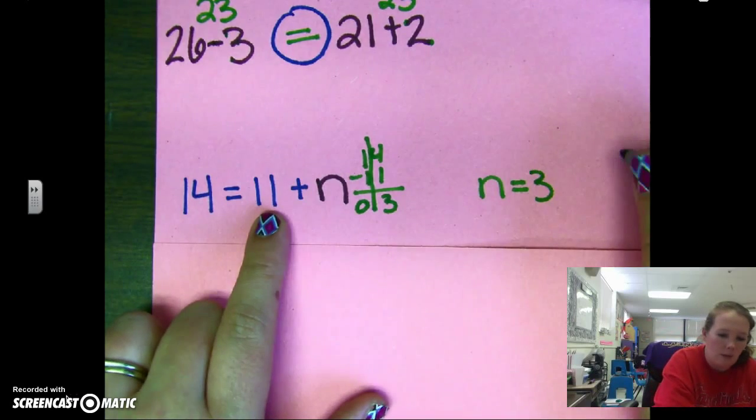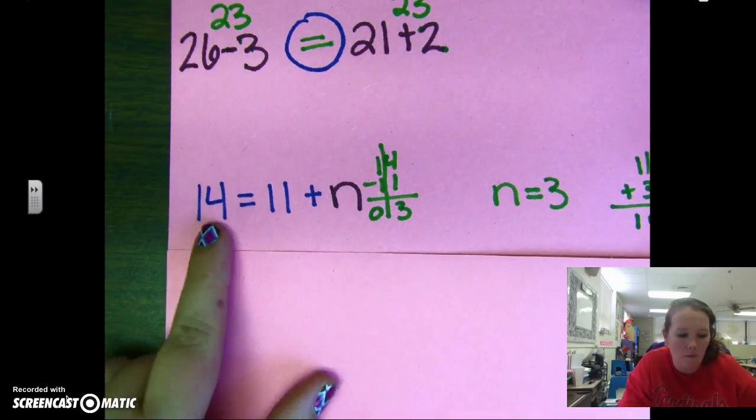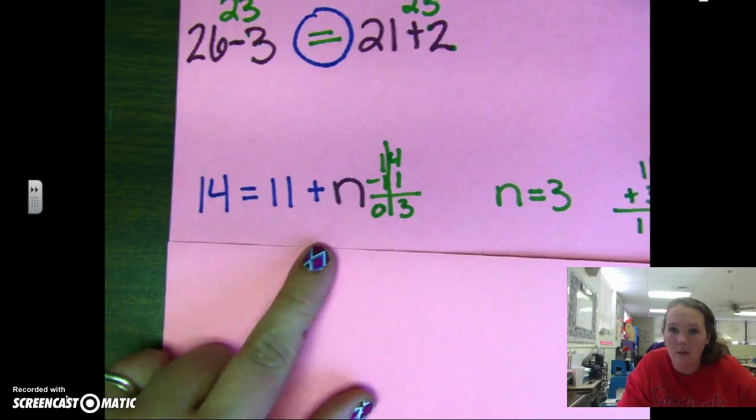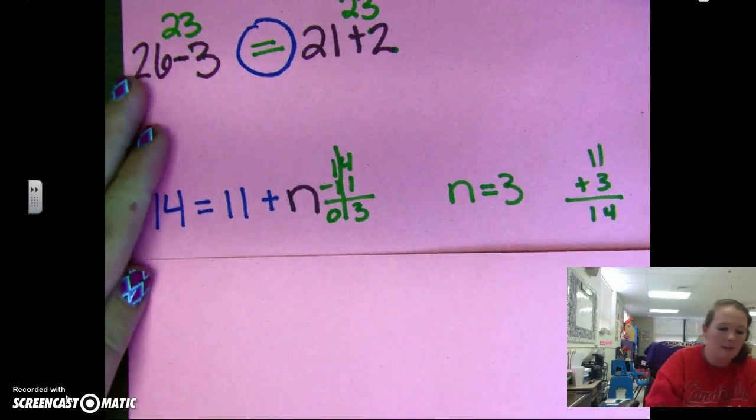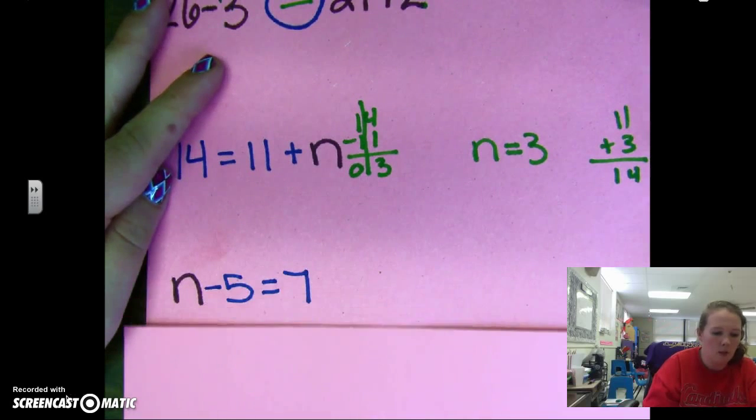I can try it out by adding 11 plus 3. 3 plus 1 is 4. 1 plus nothing is 1. Yep. 14 equals 11 plus 3. Now I know that it is equal. It's balanced.